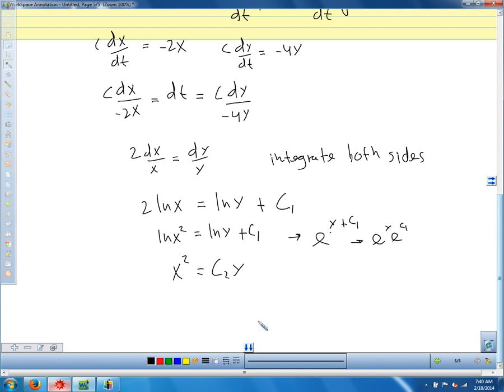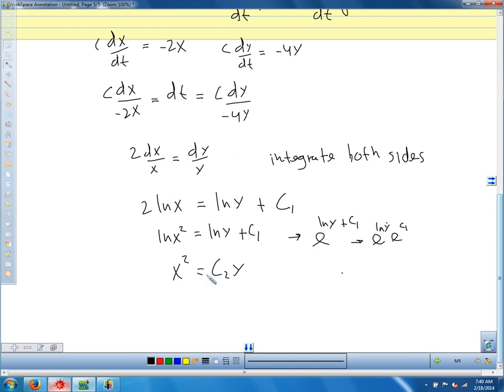So when I raise this to the e power, I get e to the natural log y plus C1. I forgot to write my natural log. There we go. So that's where that C2 y comes from. That's e to the C1. And I need to find my C2.